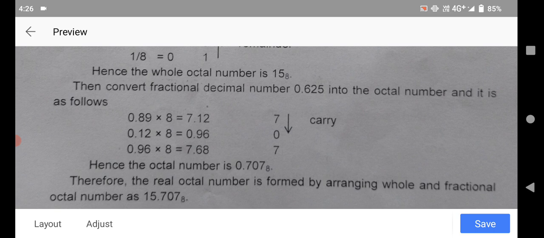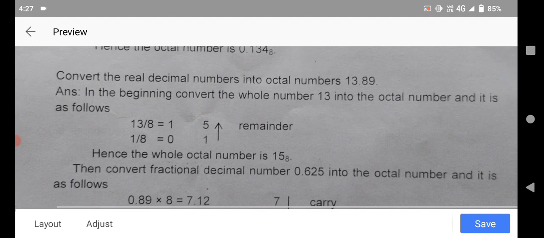This fractional number is again multiplied by 8. 0.12 multiplied by 8 is equal to 0.96. The carry is 0 and the fractional number is 0.96. Multiplied by 8, it is equal to 7.68, and the carry noted down is 7. The number 7 is repeated here, so we stop the calculation and note down the carries in up to down sequence. So we get 0.707, which is the octal number of the given fractional decimal number.